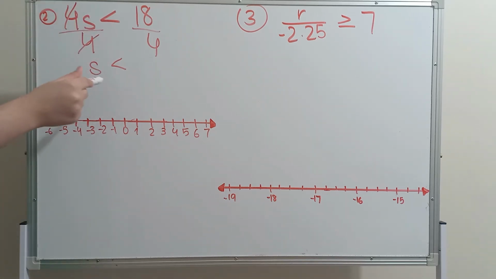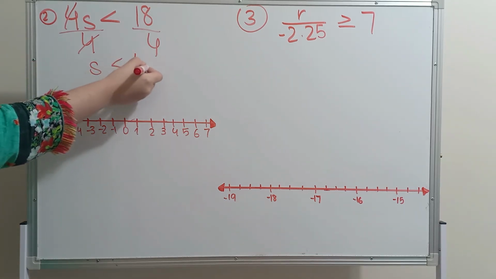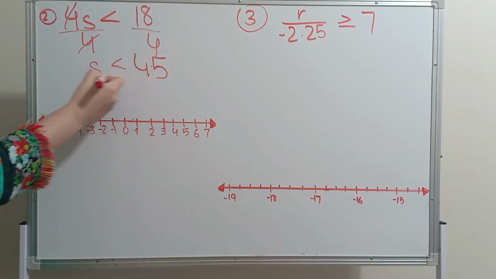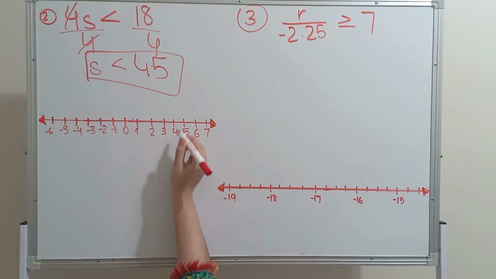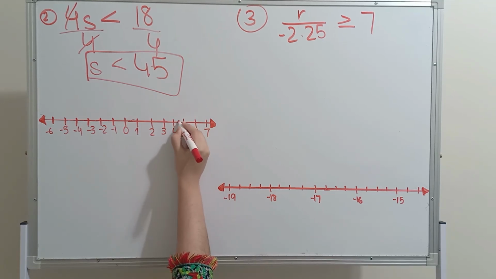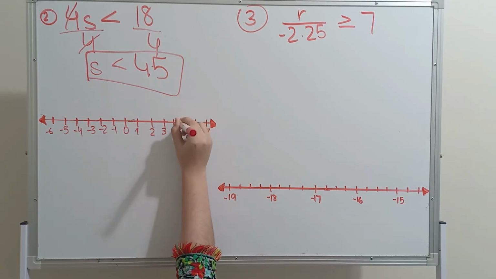So it's going to come down the same way, and 18 divided by 4 is going to give us 4.5. So that is going to be our answer. s is less than 4.5. First we will have to find 4.5. So that number is going to be right in the middle of 4 and 5.